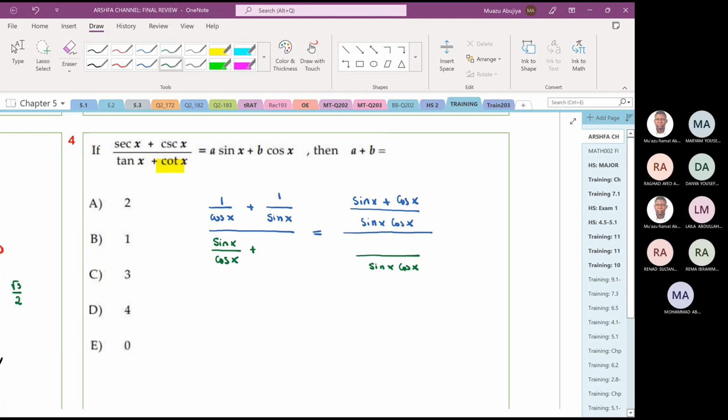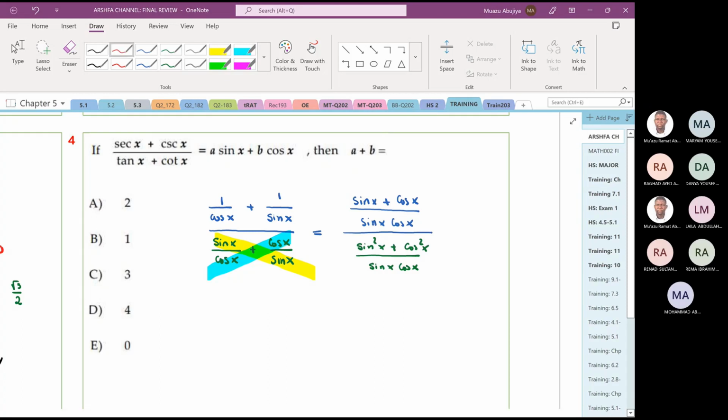Cotangent is cosine of x, of course, over sine of x. I was repeating tangent. So here now, when we cross multiply, you see, this is going to be sine squared, and this is going to be cosine squared. So in the numerator of the denominator, we have sine squared of x plus cosine squared of x.